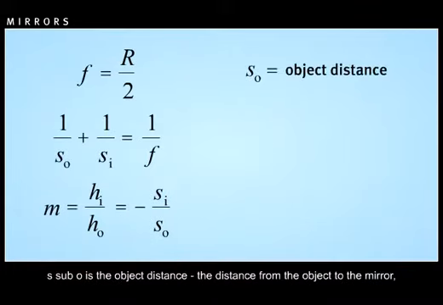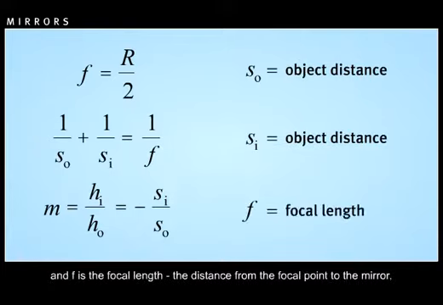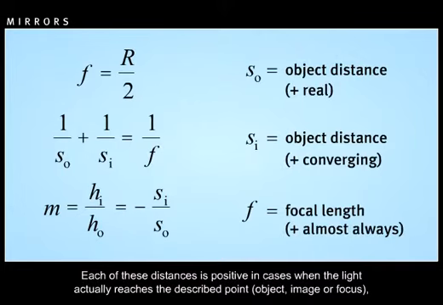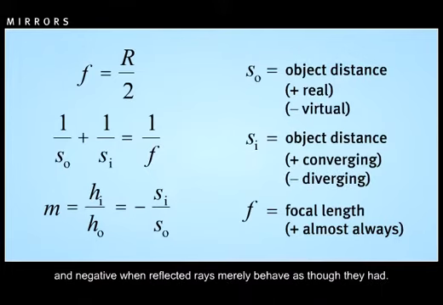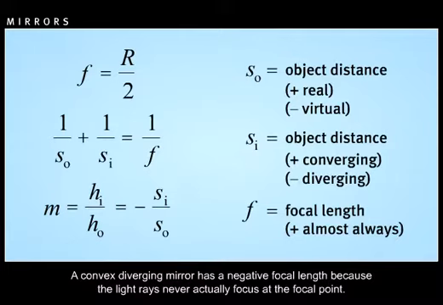S sub O is the object distance, the distance from the object to the mirror. S sub I is the image distance, the distance from the image to the mirror, and F is the focal length, the distance from the focal point to the mirror. Each of these distances is positive in cases when the light actually reaches the described point, object, image, or focus, and negative when reflected rays merely behave as though they had. Thus, a virtual image has a negative image distance, because the light rays don't extend to the image. A convex diverging mirror has a negative focal length because the light rays never actually focus at the focal point.